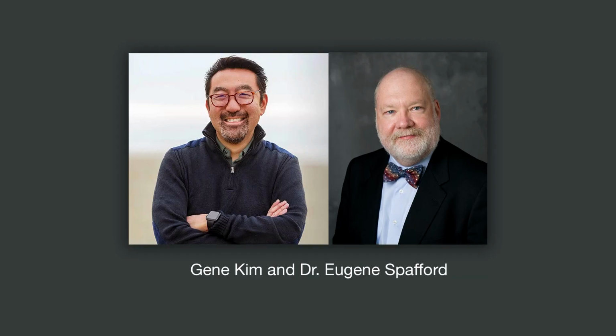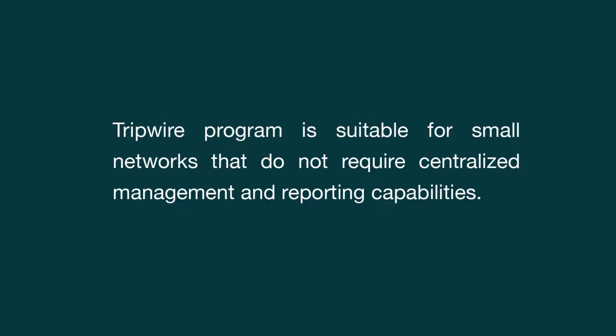The system was developed in 1992 by Gene Kim and Dr. Eugene Spafford at Purdue University. Since 1999, Tripwire Incorporation has further developed the application as Tripwire Enterprise. The Tripwire open source project was launched in 2002 and uses Tripwire sources from 2000 as its basis. According to Tripwire Incorporation, the Tripwire program is suitable for small networks that do not require centralized management and reporting capabilities.